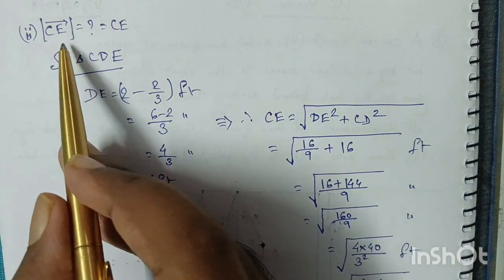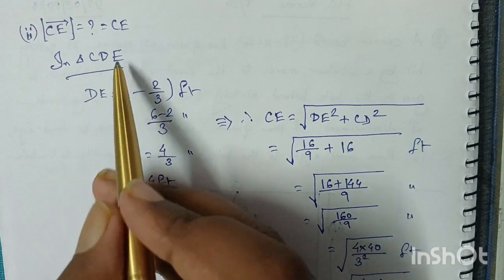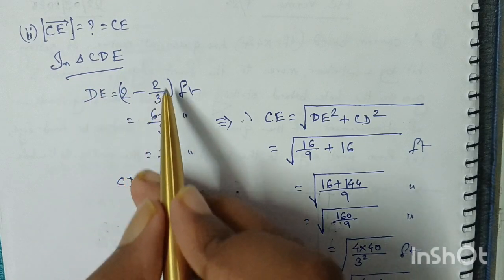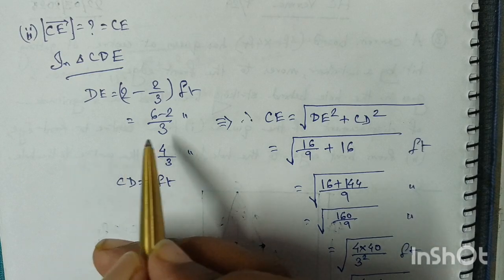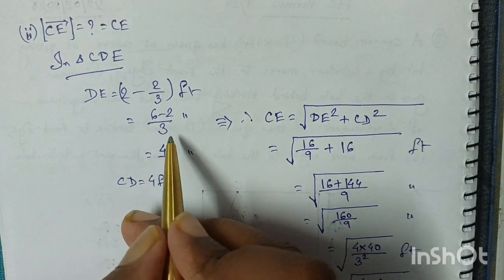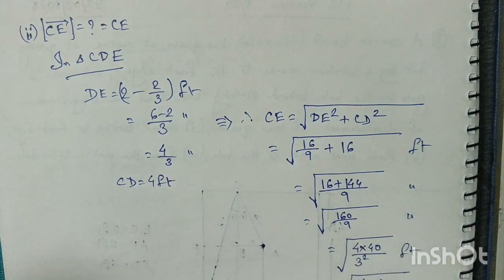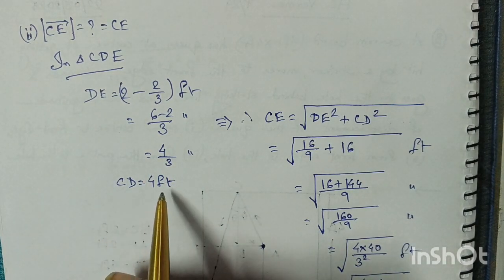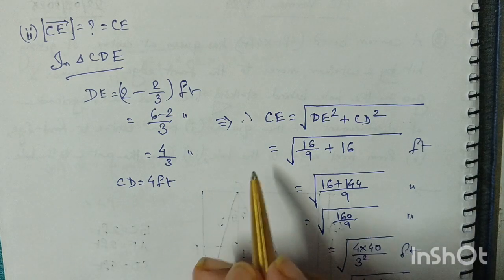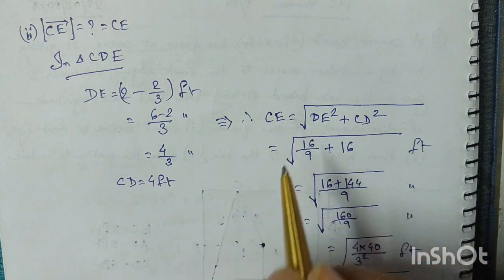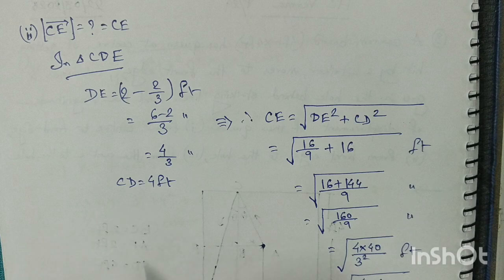Now to determine CE, in triangle CDE, DE is equal to 2 minus 2 by 3 feet is equal to 6 minus 2 by 3 feet, and calculating we get is equal to 4 by 3 feet, and we have CD is equal to 4 feet. Therefore CE, now you have to remember the schematic diagram of the carom board. You could take a screenshot of the carom board figure.